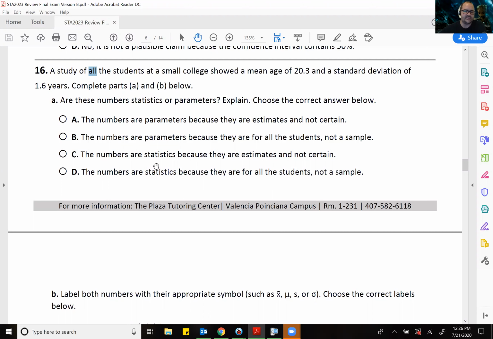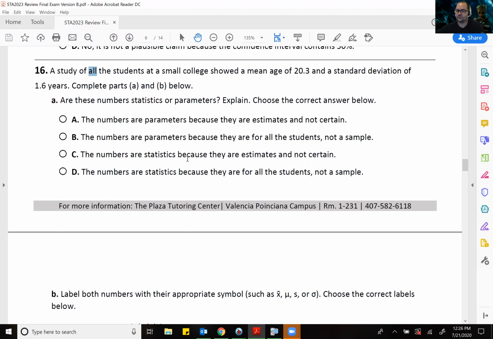Obviously it's not C and D because they say these are statistics. So A says the numbers are parameters because they are estimates. Nope, these aren't estimates. Okay. B says the numbers are parameters because they are for all students, not a sample. There it is. It's B.